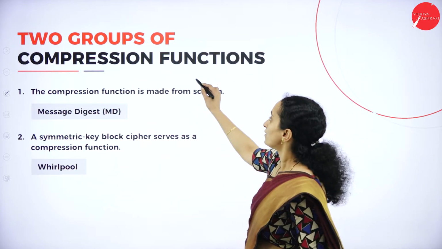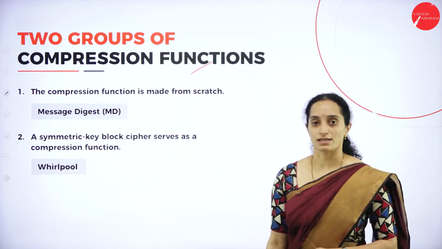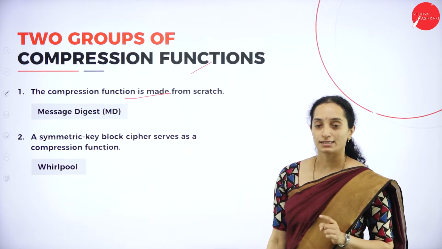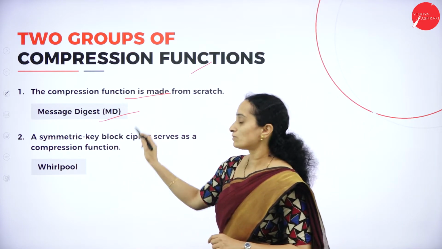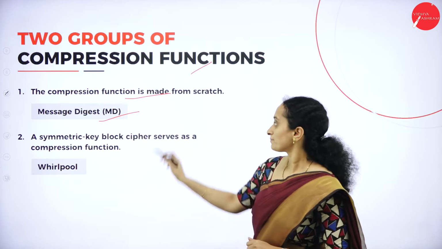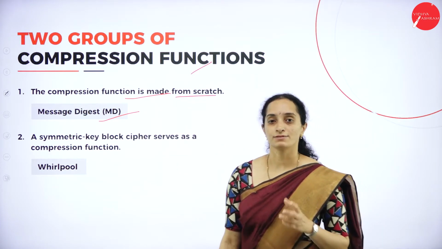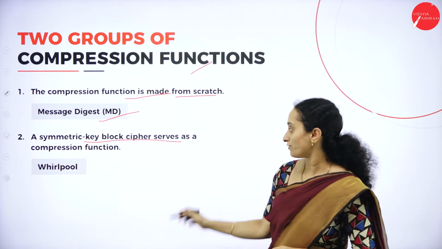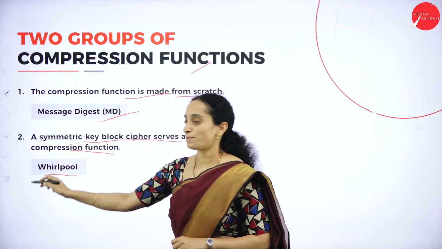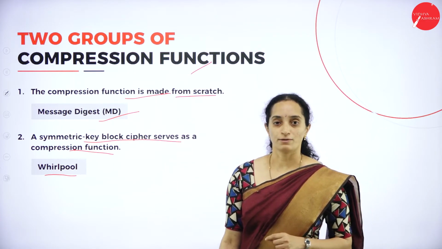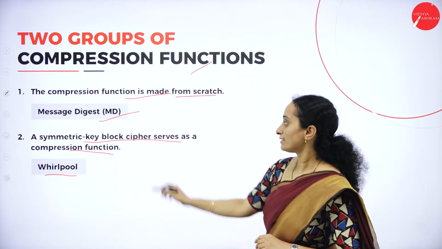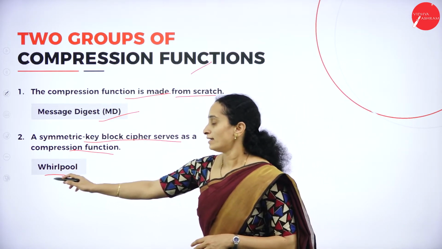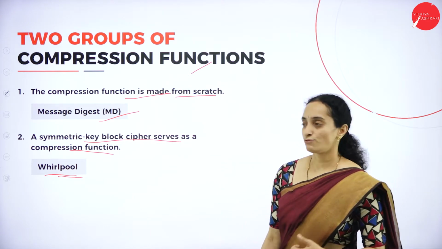Then we have two groups of compression function. One is made from scratch. We use the message digest, getting the message from scratch, and we have a symmetric key block cipher that serves as a compression function, that is the Whirlpool. So we use two algorithms, that is the message digest with SHA 512. Another compression function we use is the Whirlpool.